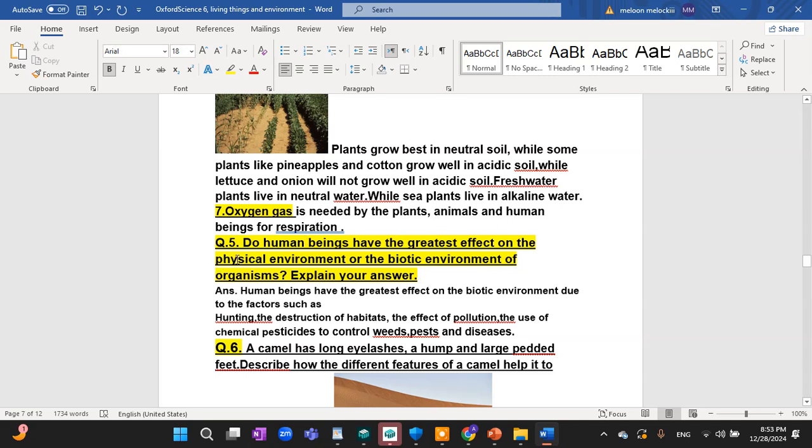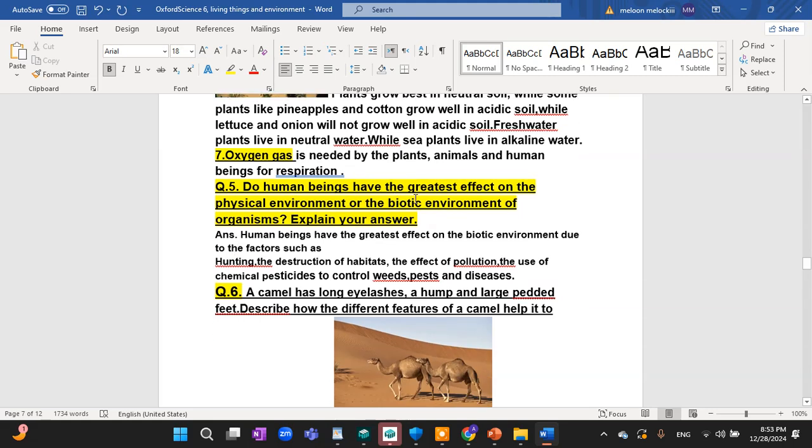Question number 5 of the exercise. Do human beings have the greatest effect on the physical environment or the biotic environment of organisms? Explain your answer. Human beings have the greatest effect on the biotic environment due to factors such as hunting, the destruction of habitats. Third one is the effect of pollution. Fourth one is the use of chemical pesticides to control weeds, pests, and last one is diseases.